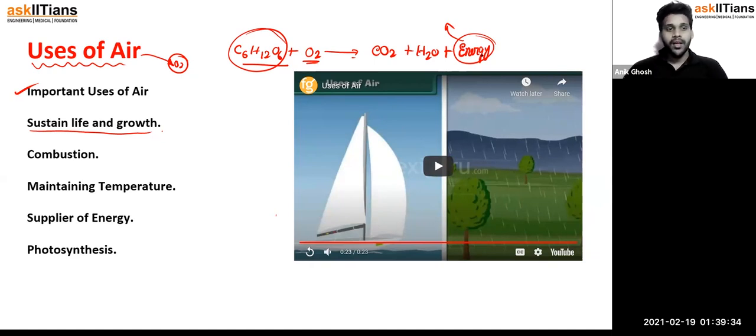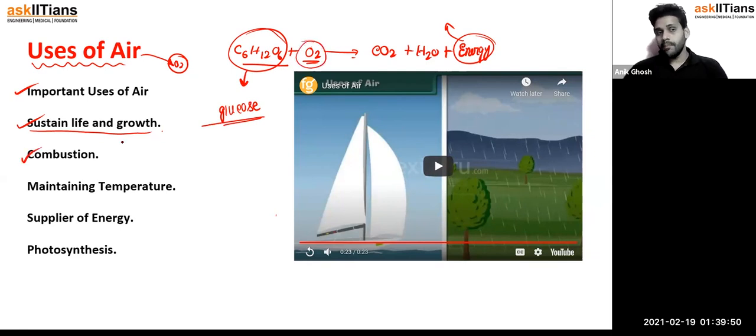Now that is the first thing. So this one is glucose, and this is being burned. The oxygen is coming here from respiration only.